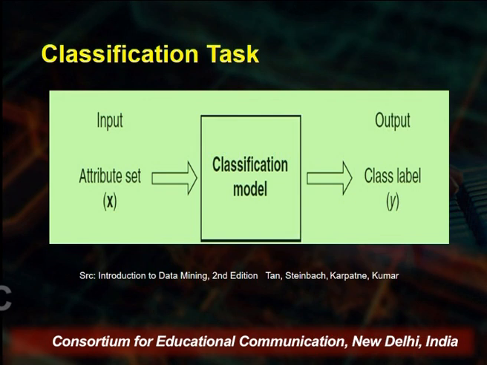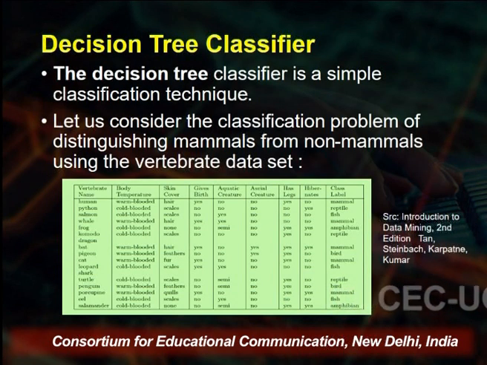So if you look at the black box approach of the classification model, it is simple: we have an attribute set X, which is the input. This attribute set X, when given into the classification model, will provide you with a class label, say Y. So one tuple is given a class label once it is put into the classification model or the classification algorithm.